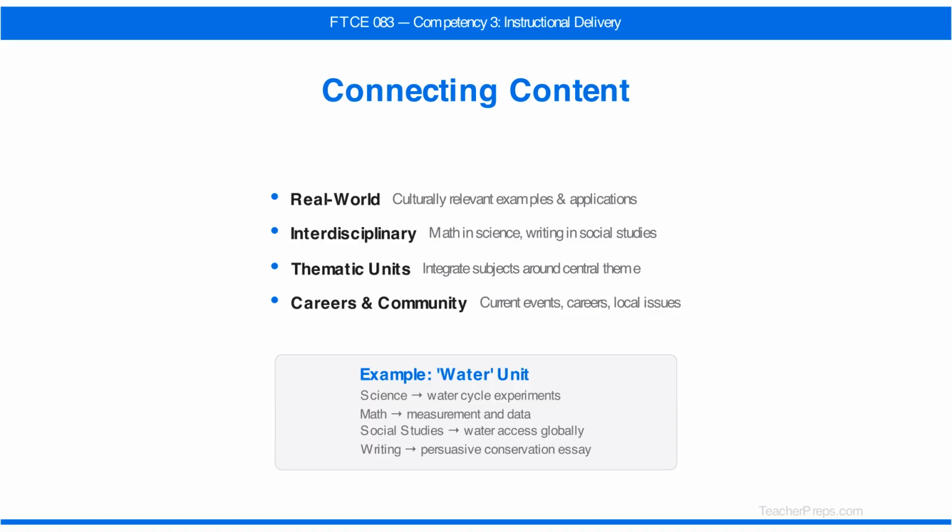Design thematic units that integrate multiple subjects around a central theme. For example, a unit on water could include science experiments on the water cycle, math activities on measurement and data, social studies research on water access around the world, and persuasive writing about conservation. Connect content to careers, current events, and community issues. Here's the exam tip. Questions about engagement and relevance almost always have the correct answer that involves connecting content to students' lives, not adding more worksheets or homework.